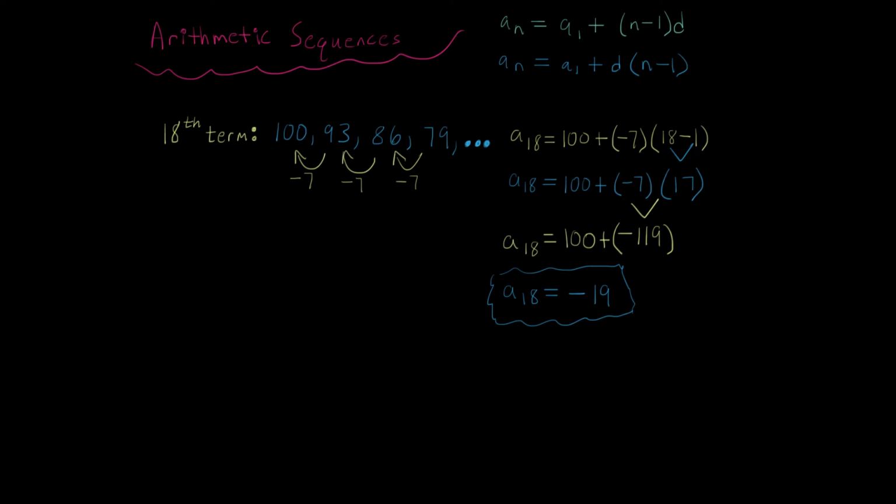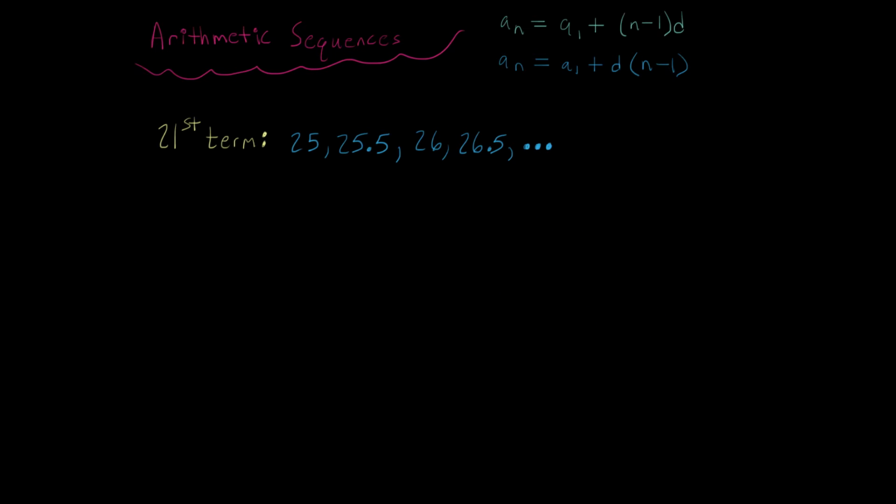Let's look at another problem. Okay, so the common difference here is going to be 0.5. I can see that all the way through this sequence, 0.5. And again, I know it's positive because my sequence is increasing in value. And now I'm going to use my equation here.